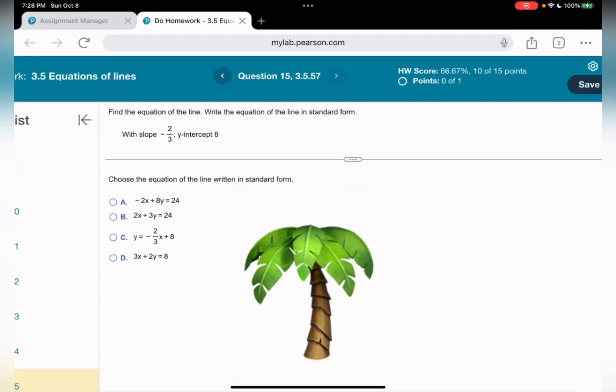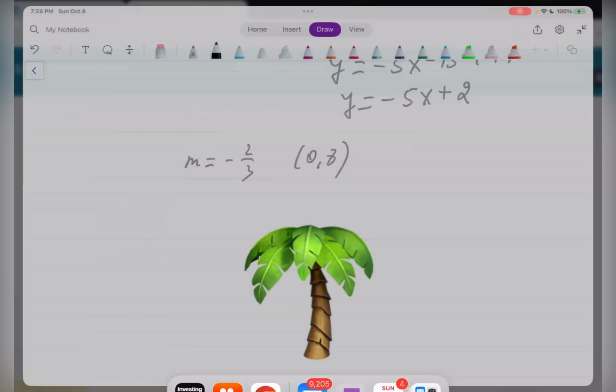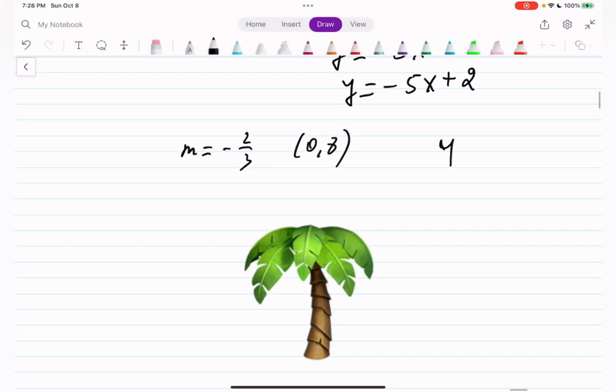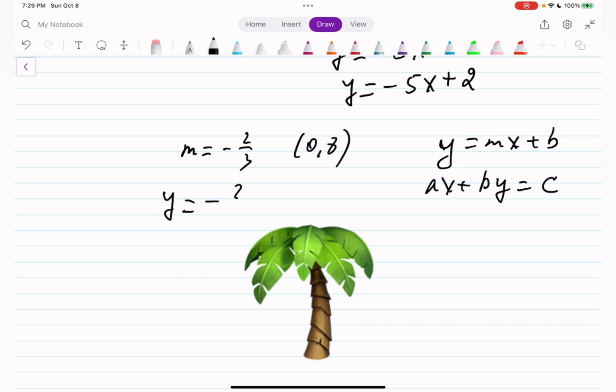Standard form is, okay, let me explain real quick. When we write y is equal to mx plus b, that's the slope-intercept form. When we write in the form of some ax plus some by is equal to some c, that's the standard form. So we need to write it in the standard form. So y is equal to negative 2 over 3 of x, and then plus 8, right?